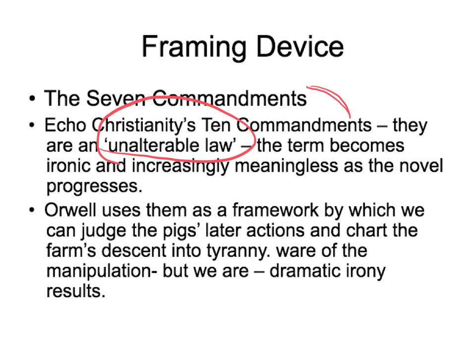And that's totalitarianism. That's where you can just say, well, like for example, what happened in North Korea yesterday. In that totalitarian state, they decided that the defence minister had fallen asleep during a political rally, so they blew him up with a surface-to-air gun, because that can be done. Nothing is sacred in a totalitarian regime, even unalterable law. Orwell uses these as a framework so we can judge the pigs' actions and chart how the farm descends into tyranny. But again, that's what we're aware of, not the animals. Dramatic irony there. Okay, next slide.